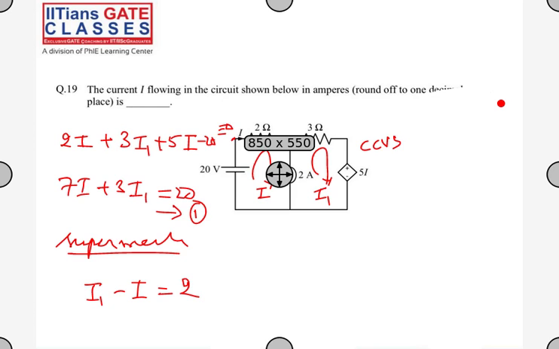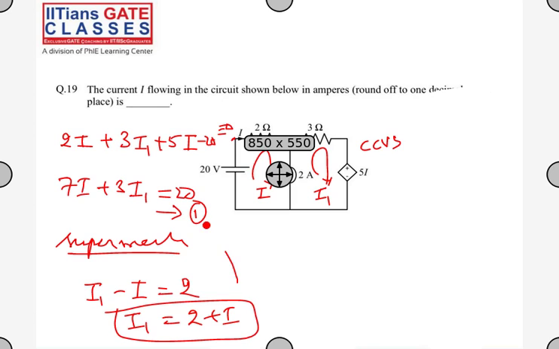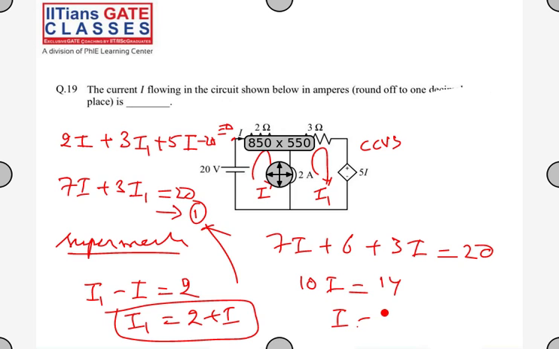So I can write I1 in terms of I. I1 is equal to 2 plus I. Substitute this value here. What will I get? 7I plus 3 into 2, 6 plus 3I is equal to 20. So 10I is equal to 14. I is equal to 1.4 amps.